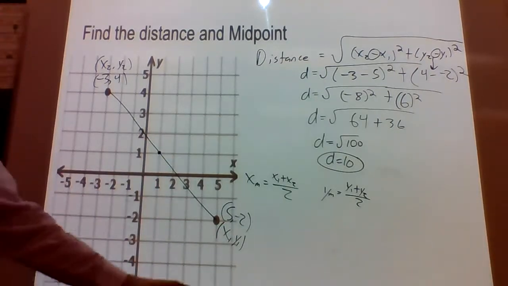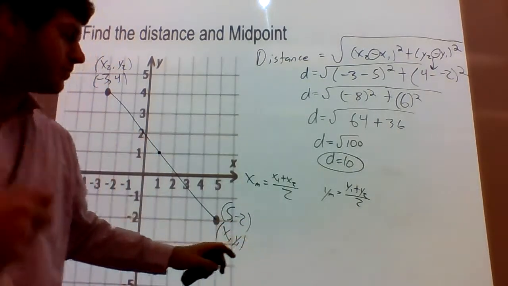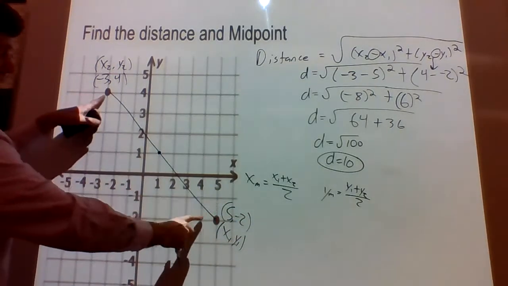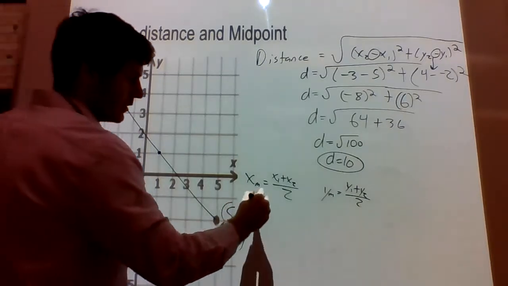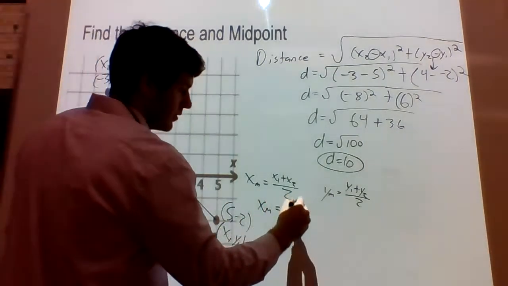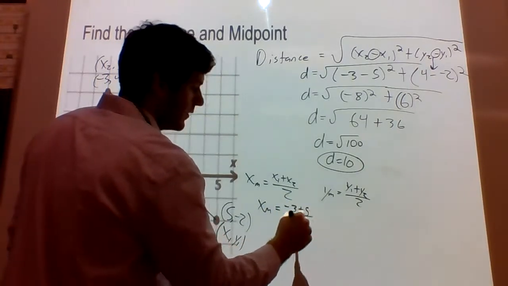You don't even have to use the formulas if you don't want to. But let's just do it. -3 plus 5 divided by 2. So our x values of the endpoints are -3 and 5. So -3 plus 5 divided by 2.